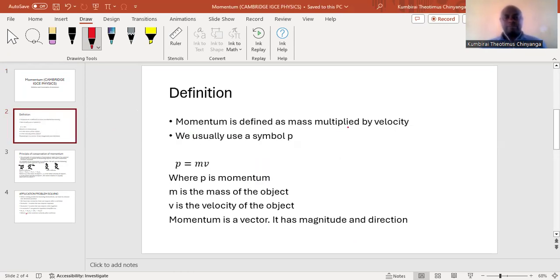Let's go on to define momentum. Momentum is defined as mass multiplied by velocity. We usually use the symbol P. Mathematically, our equation is given by P equals mv, where P is the momentum, m is the mass of the object, and v is the velocity of the object. And momentum is a vector. It has both magnitude and direction.